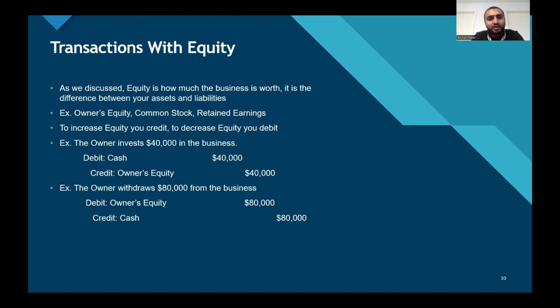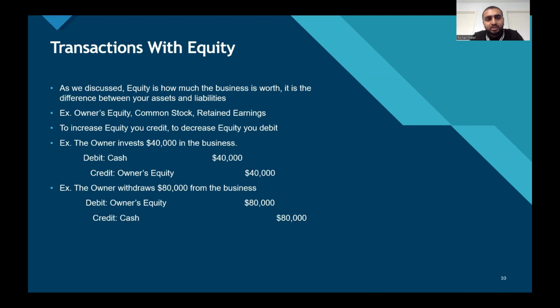So the owner invests $40,000 in the business, right? So from the business perspective, the business is getting $40,000 in the form of cash, which is an asset that's being gained. And to increase an asset, we would debit it. So we debit cash here for $40,000. And we are also increasing owner's equity, right?